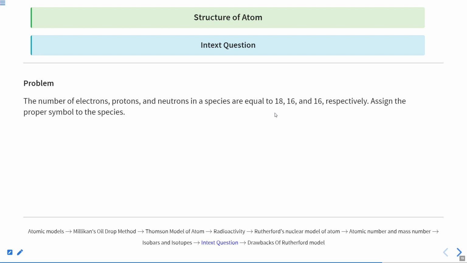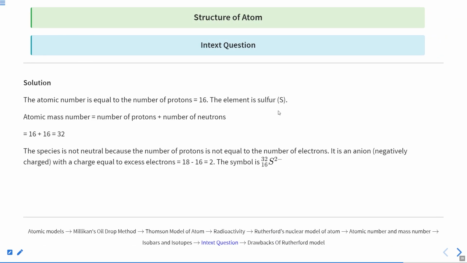So which element does this seem to be? This seems to be sulfur, which has 2 extra electrons, that is 2 negative. So this will be the representation. The mass number is 16 plus 16, 32, and the charge is 2 negative. So it is written here as 2 negative. And of course, if it has an atomic number of 16, it is sulfur. So 32, 16, S2 minus. This is the overall representation.